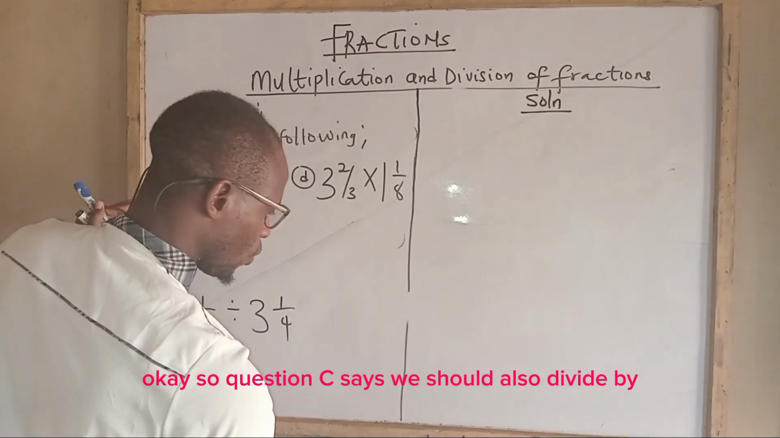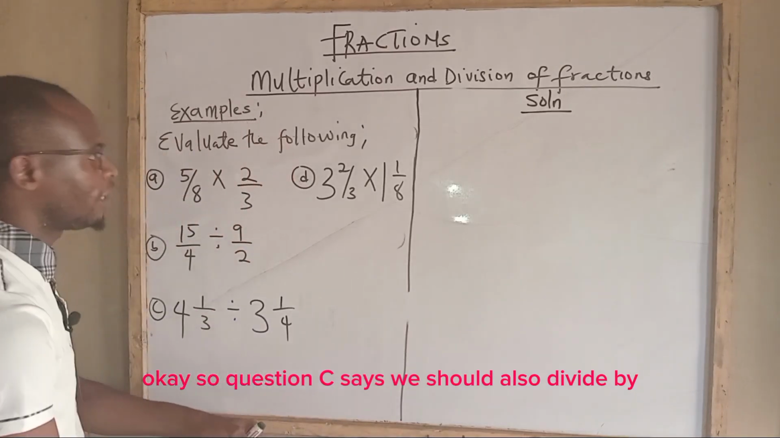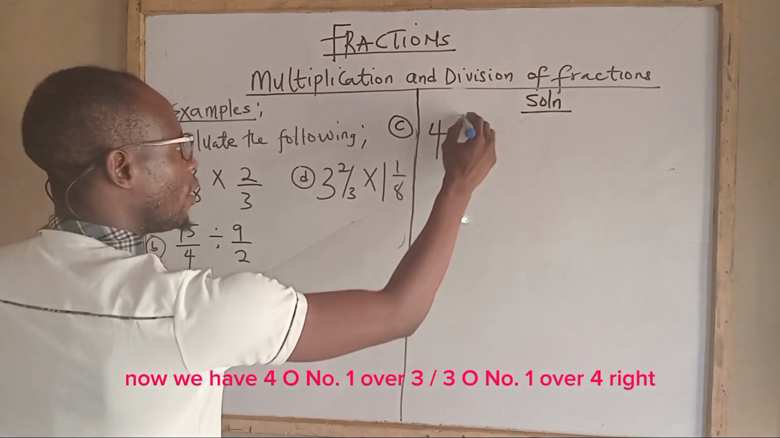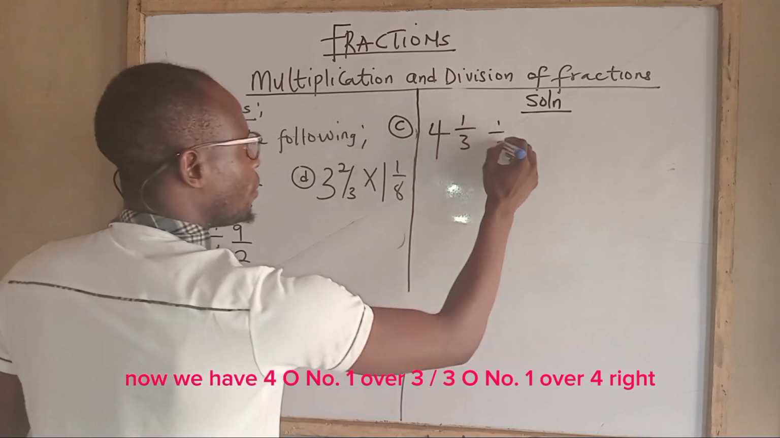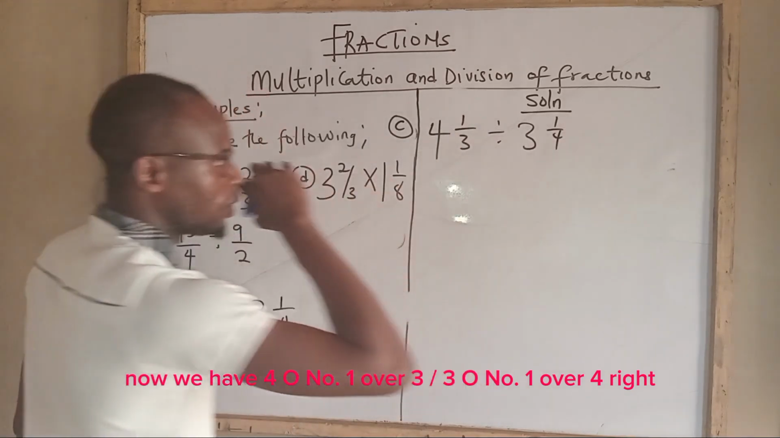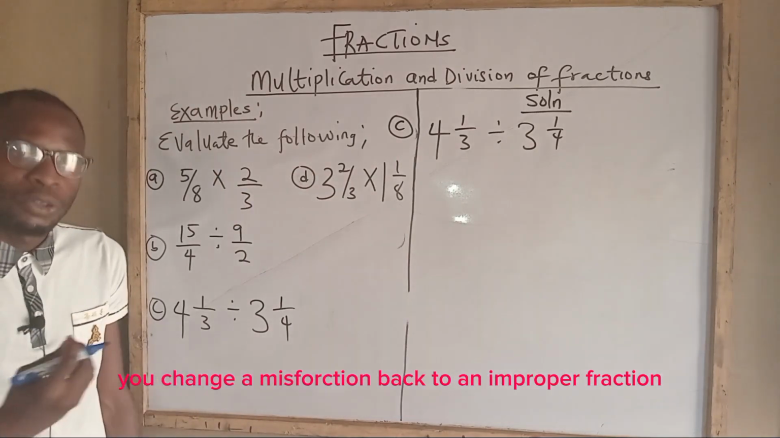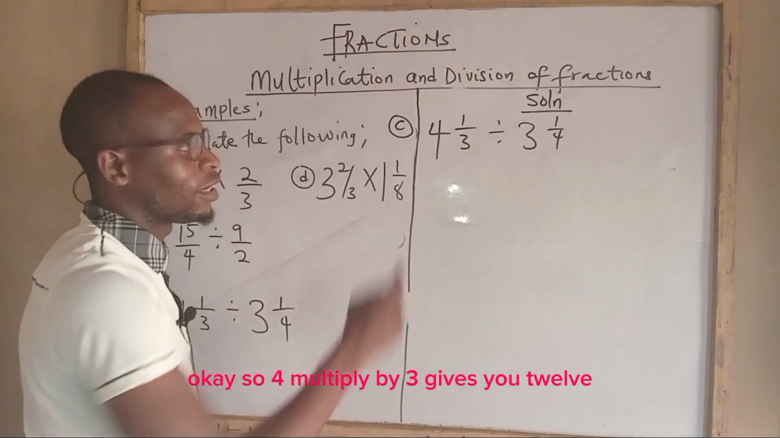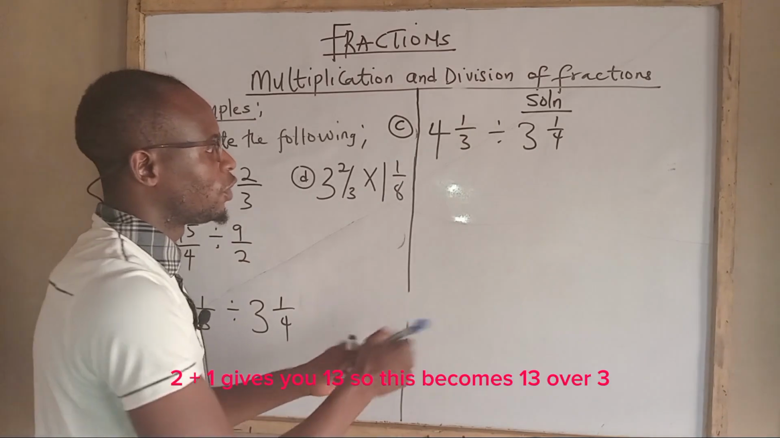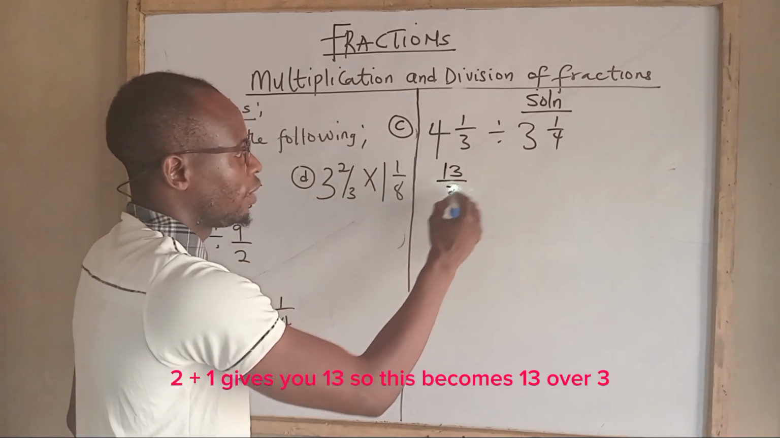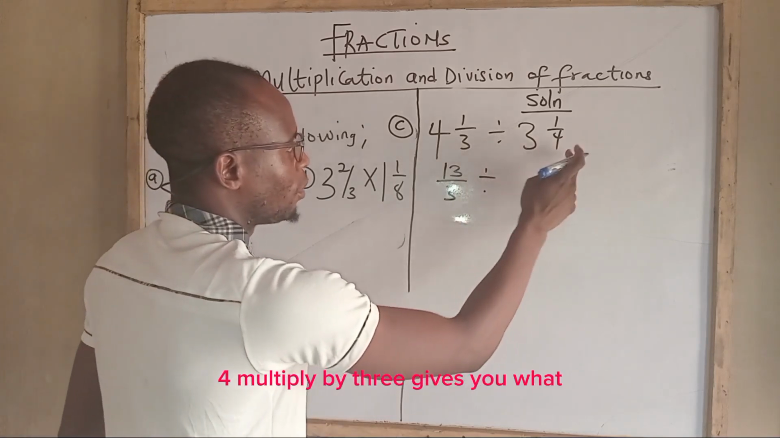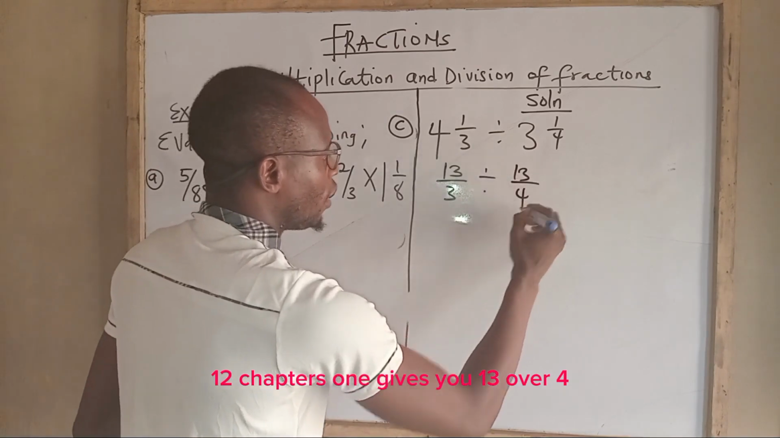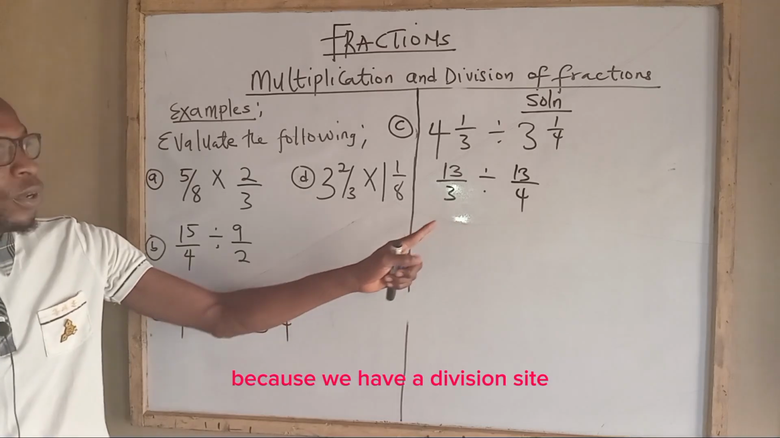Okay. So question 6 says we should also divide, but this is a form of a mixed fraction. Now we have 4 whole number 1 over 3 divided by 3 whole number 1 over 4, right? So for a mixed fraction, you change a mixed fraction back to an improper fraction. Okay. So 4 multiplied by 3 gives you 12. 12 plus 1 gives you 13. So this becomes 13 over 3 divided by, then the same thing, 4 multiplied by 3 gives you what? 12. 12 plus 1 gives you what? 13 over 4. Now you can see we must flip here because we have a division sign.